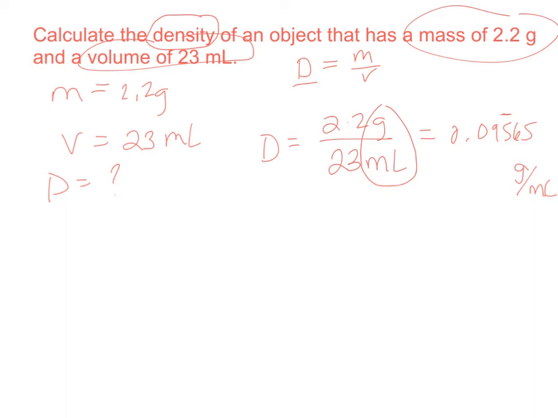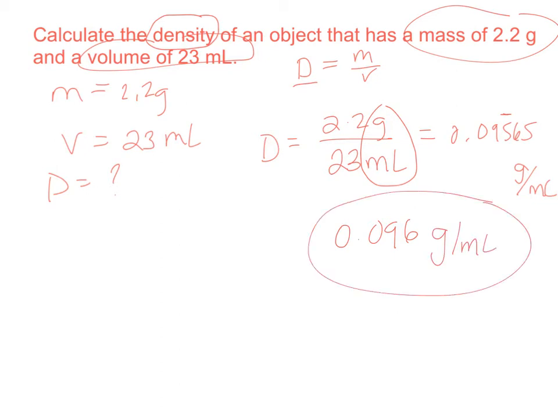In this case, the second significant figure is this 5 that I just put that indicator over. So when we do our rounding, we're going to end up with 0.096 grams per milliliter as our final answer.